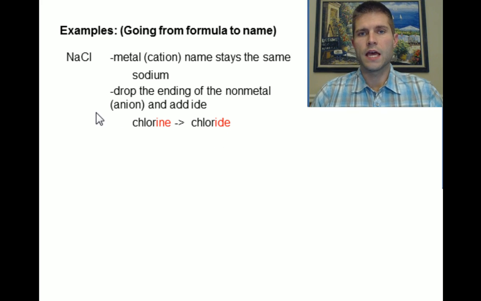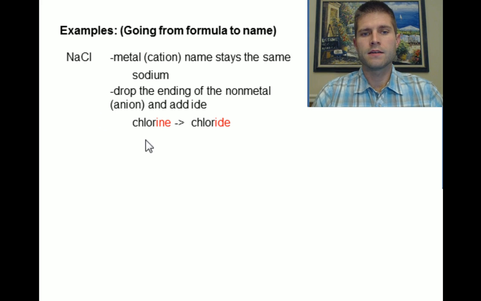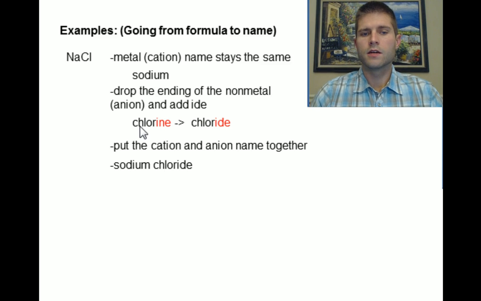In order to put this all together, all we do is name the cation and then the anion with the modified ending. So this is going to be sodium chloride. Pretty easy. Going from the main group metals bonding to the nonmetals, you don't really change a whole lot. It's just the metal's name and then the modified ending of your nonmetal. Let's try another example.